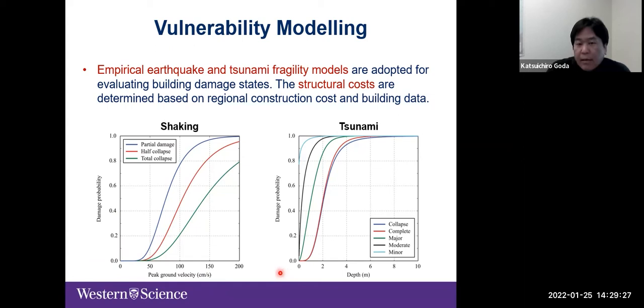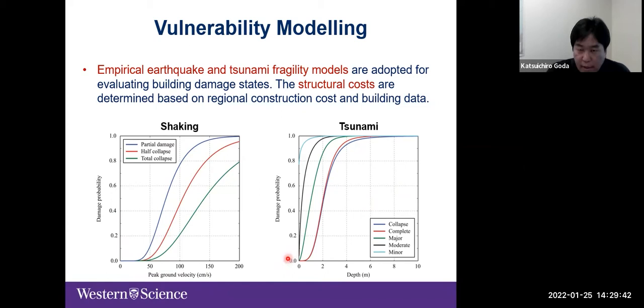And then for tsunami, we developed our own tsunami fragility model based on the damage data from the 2011 Tohoku earthquake. So we use our own tsunami fragility model based on the data.